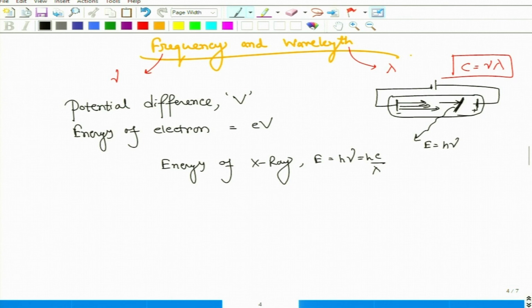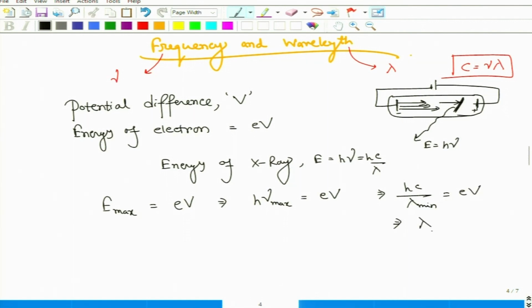Now if the total energy of the electron is converted to the energy of the X-ray, then we can say that the energy of the X-ray will be maximum. So E max should be eV. That means h nu max should be eV, or we can say that hc by lambda minimum, because if the frequency is maximum, it essentially means that the wavelength would be the minimum. So lambda min will be hc by eV.